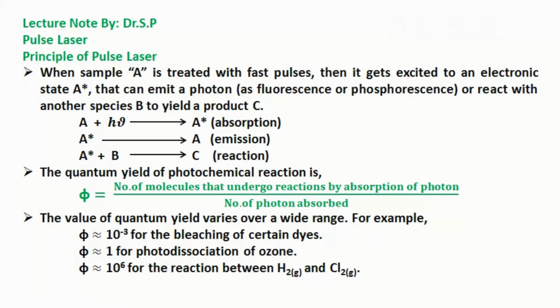The quantum yield of a photochemical reaction, phi, is equal to the number of molecules that undergo reactions by absorption of photons divided by the number of photons absorbed. The value of quantum yield varies over a wide range. For example, phi is approximately 10 to the power minus 3 for the bleaching of certain dyes. Phi is approximately 1 for photodissociation of ozone. And phi is approximately 10 to the power 6 for the reaction between hydrogen gas H2 and chlorine gas Cl2.